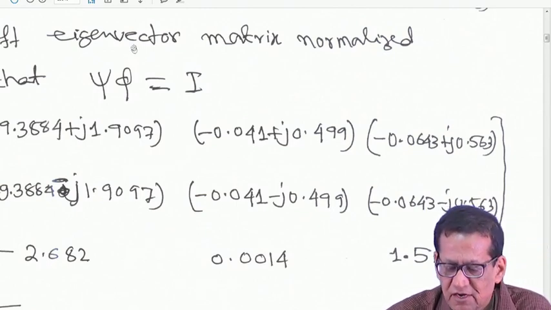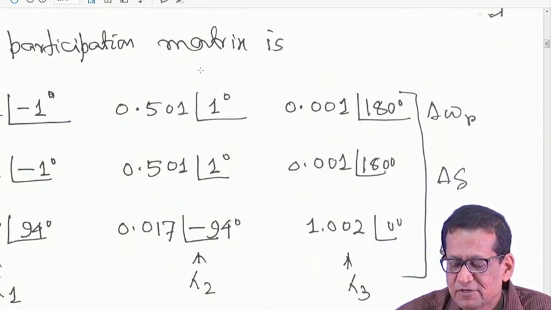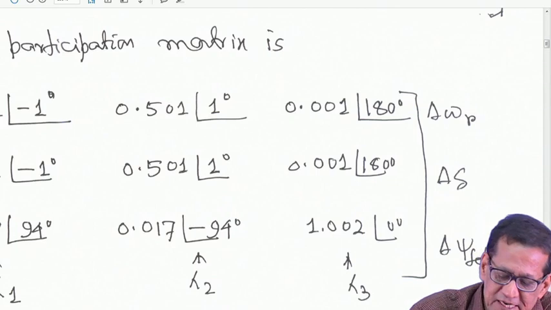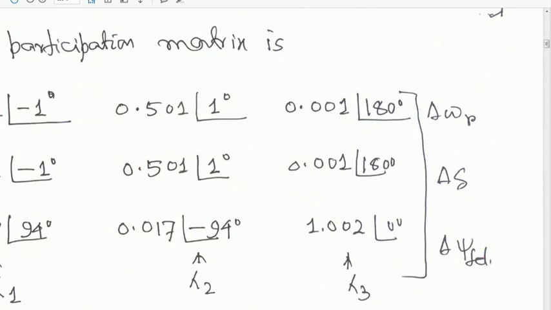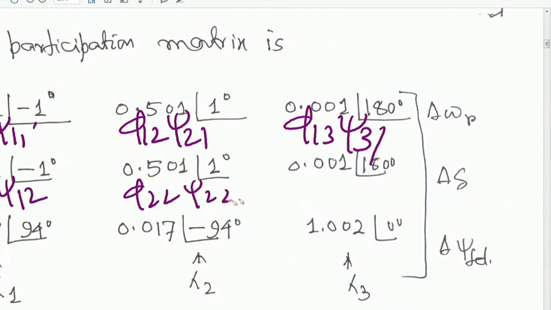Now, if you try to find the participation matrix P, it is directly computed. P is equal to this. If you multiply like this, it will be phi 1 1 psi 1 1 for this term. This will be phi 1 2, then psi 2 1. If it is phi 1 3, it is psi 3 1. Similarly, if it is phi 2 1, then it will be psi 1 2; if it is phi 2 2, then psi 2 2; if it is phi 2 3, it will be psi 3 2.